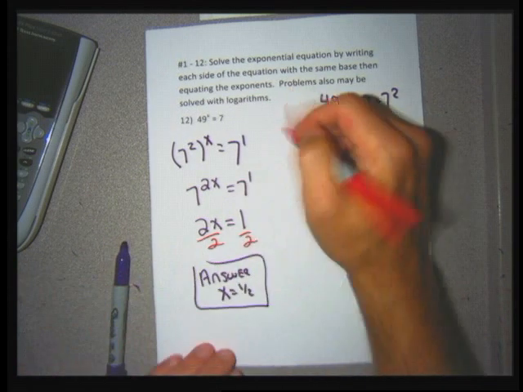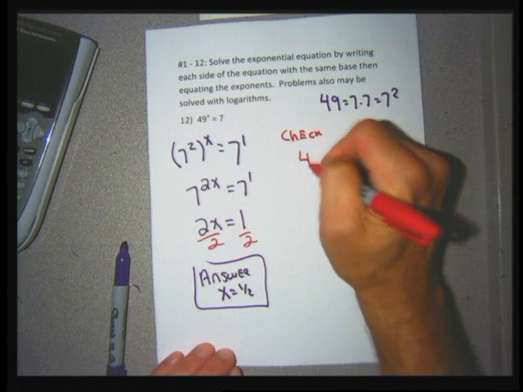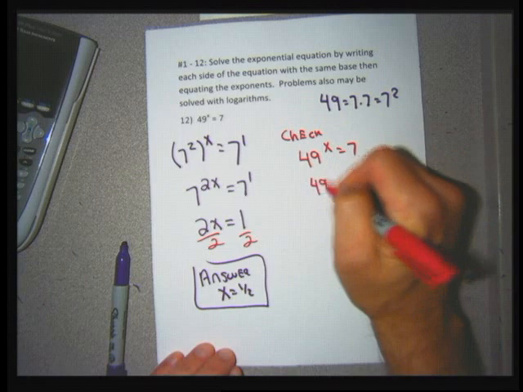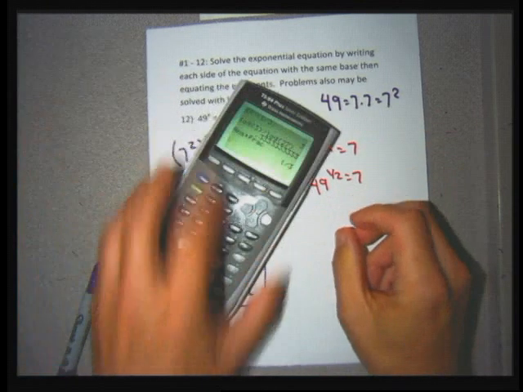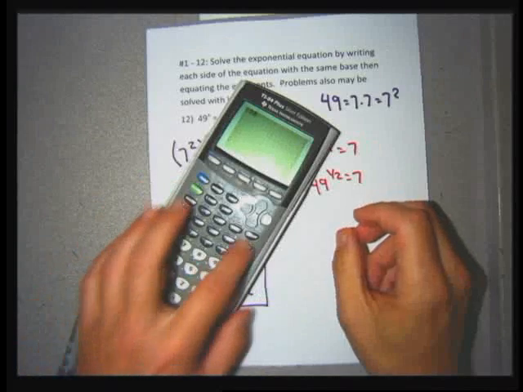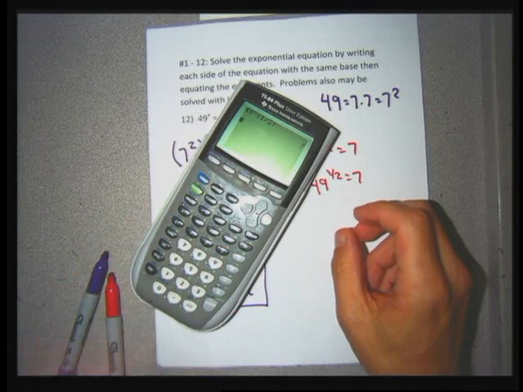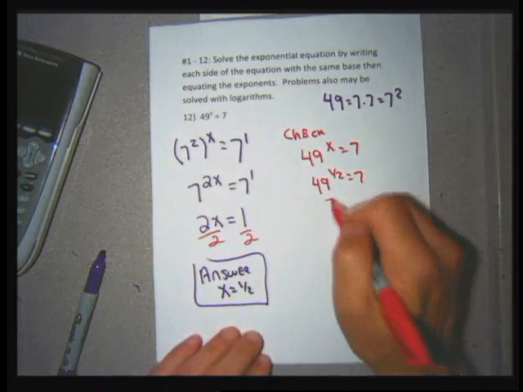To check this, I can go 49 to the x equals 7. It should be the case that 49 to the 1/2 power equals 7. So I pull my calculator out. I go 49 up arrow parentheses 1 divided by 2. And I get 7 equal to 7. So my answer is correct.